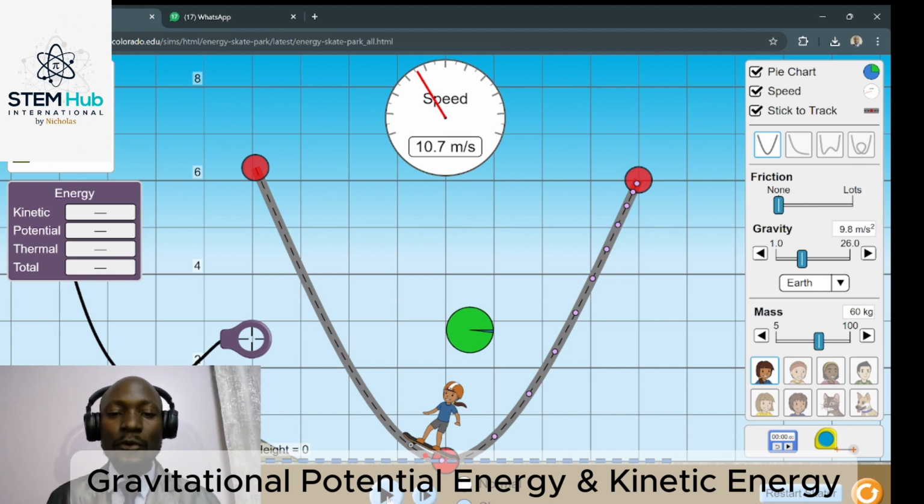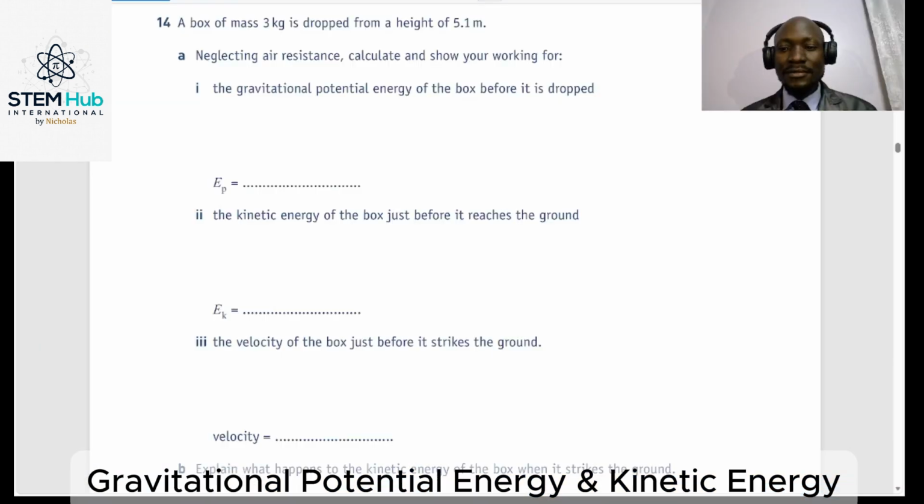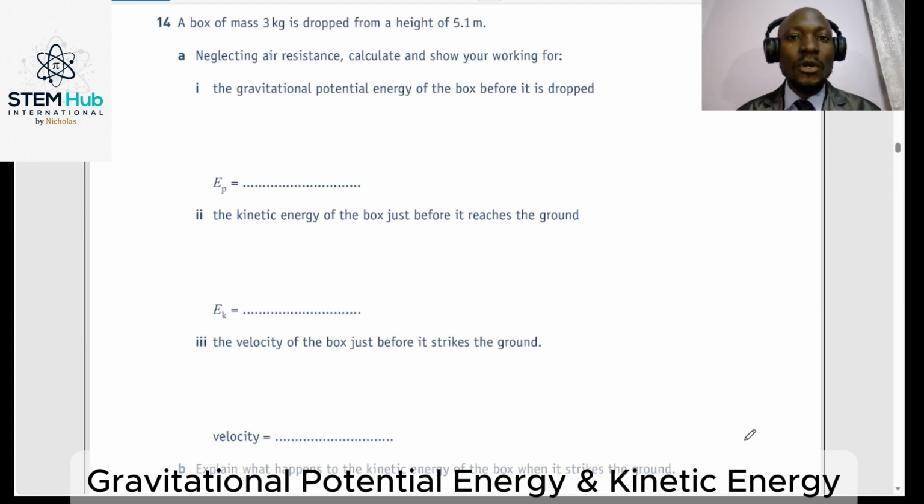Now, I want us to look at a question that is related to see how we can apply this. Now, I want us to look at this typical IGCSE Paper 4 question. So let's go through it step by step. A box of mass 3 kilograms is dropped from a height of 5.1 meters. Neglecting air resistance, calculate and show your working for the gravitational potential energy of the box before it is dropped.